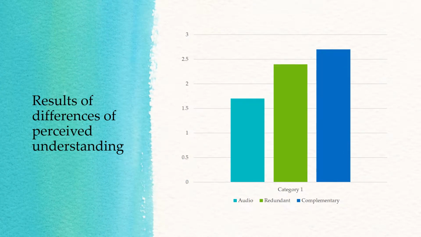Perceived understanding did not follow the same pattern as did the actual understanding, with the students in the redundant group overestimating knowledge acquisition. Therefore, the redundant text did not negatively impact actual understanding compared with audio. It did foster a false perceived understanding.